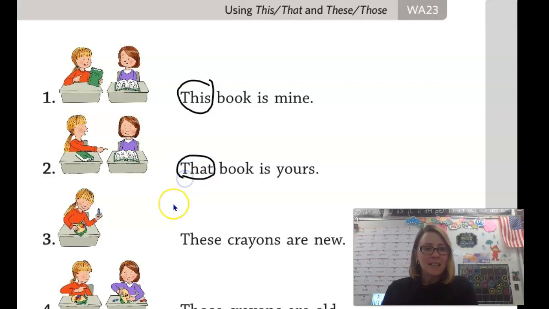So you might be sitting at the dinner table and Mom says, this is my steak. And you point at it and you go, that steak? And she says, this steak. You're like, but I want that steak. The one over there. That's when you use that, when you're pointing or gesturing or thinking of something that's farther away.